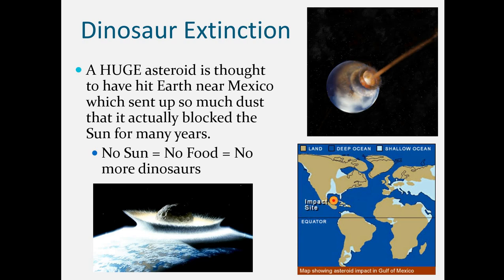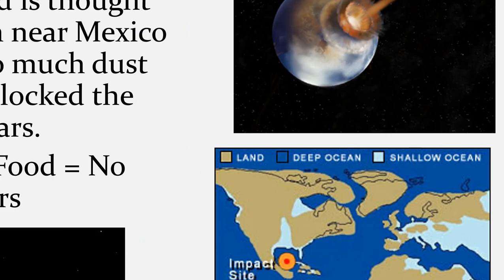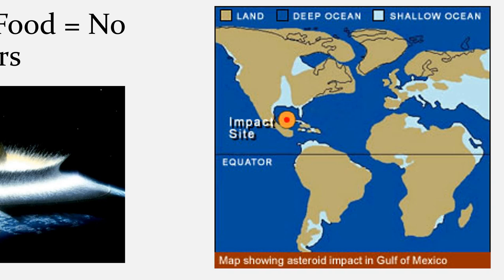It is shown in the figure. Deep ocean and shallow ocean are shown. The impact site is shown in orange color. You can see it on the map, near the equator, just above the equator line.